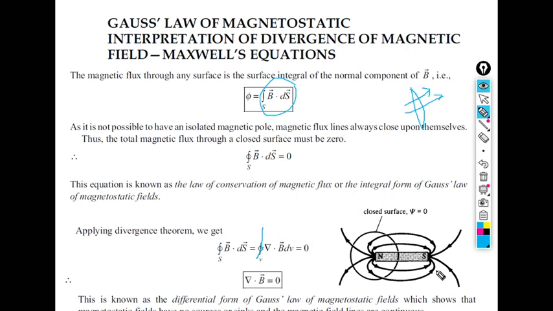So that means it is not possible to get an isolated magnetic pole. That means no monopole exists in a magnetic field, right? Or we can say that the magnetic field is not conservative. So if I ask any question to prove that the magnetic field is not conservative, then you can use this Maxwell's equation.